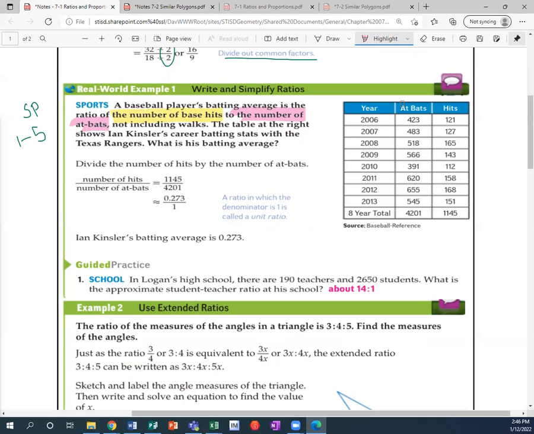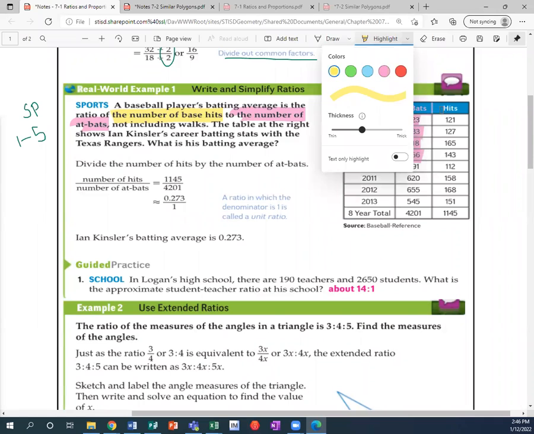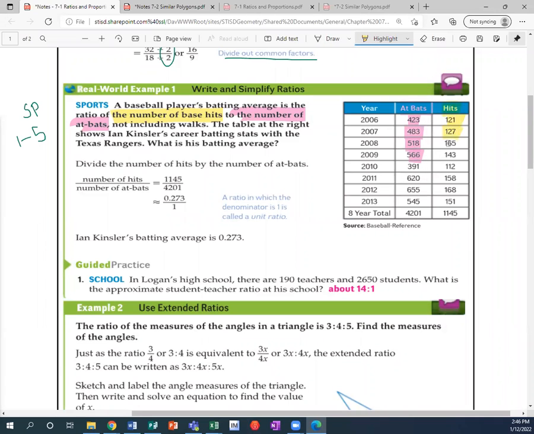In this table here, this is the column for at-bats. These are the number of times this player has gone up to try to hit the ball for each and every year. And this other column is the number of times he actually hit the ball and managed to get somewhere for every year. The question is, what's his batting average? So the average over his entire career. That's this last one right here.